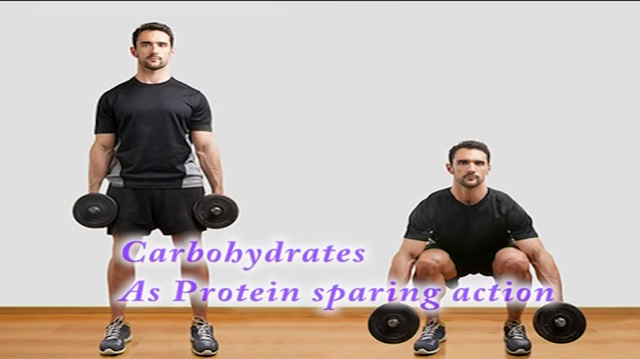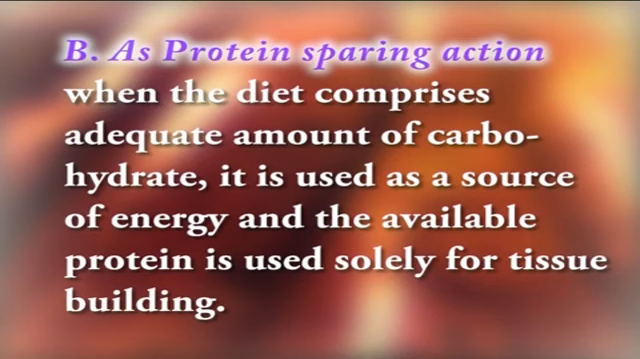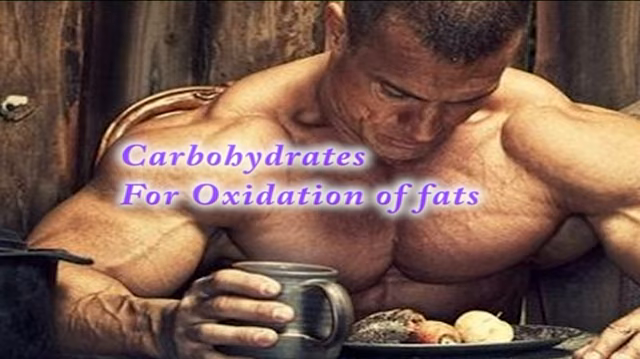As protein sparing action, when the diet comprises an adequate amount of carbohydrates, it is used as source of energy and the available protein is used solely for tissue building. If the diet does not supply sufficient calories from the carbohydrates, the dietary protein tends to get oxidized and is utilized as a source of energy to carry out the physiological functions.